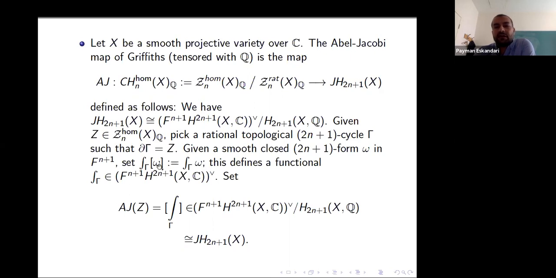It doesn't depend on the choice of omega. It's actually a well-defined element of this dual space. But of course, there's a dependence on gamma, and to get rid of that dependence on gamma, you have to mod out by rational homology. So the Abel-Jacobi of Z, by definition, is the class of that functional, integration over gamma, in this quotient, which is now well defined because you modded out by homology, and that is just this intermediate Jacobian. That was the Abel-Jacobi map.